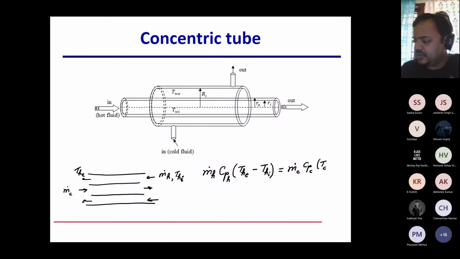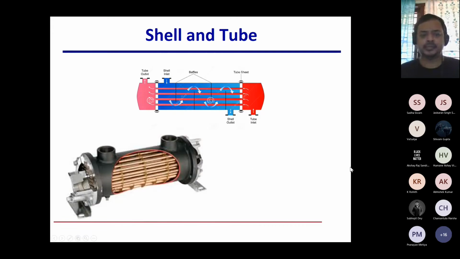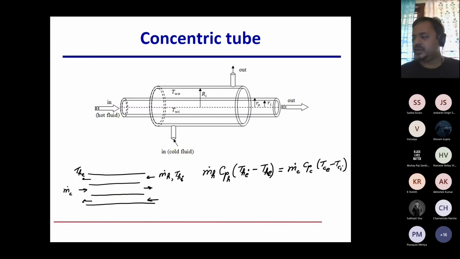Okay, I think I should write it the other way. So this one is THI minus THE. This is TCE minus TCI. So this actually is the fundamental equation of heat exchanger, heat balance, that's it. The amount of heat given up by the hot fluid is equal to the amount of heat that is picked up by the cold fluid.